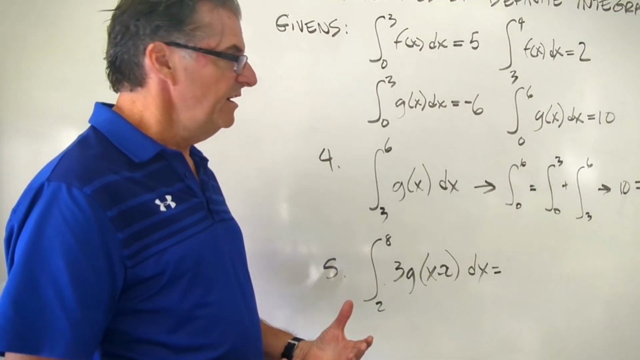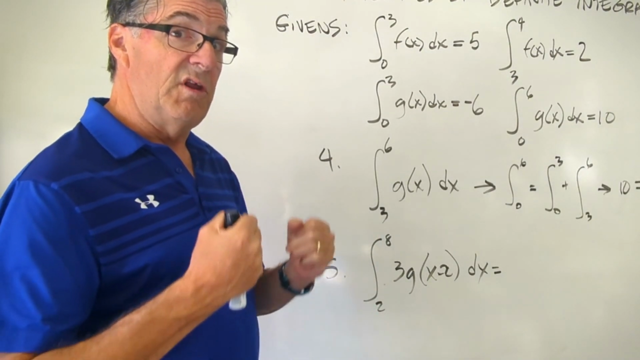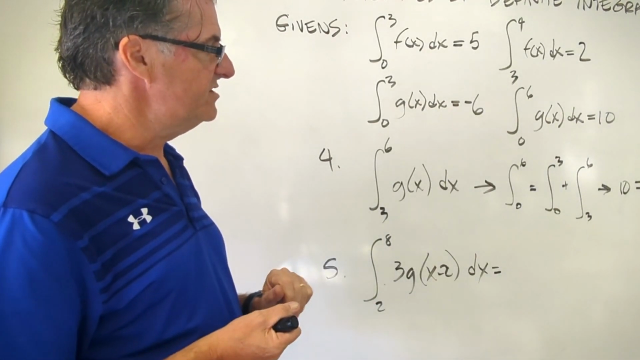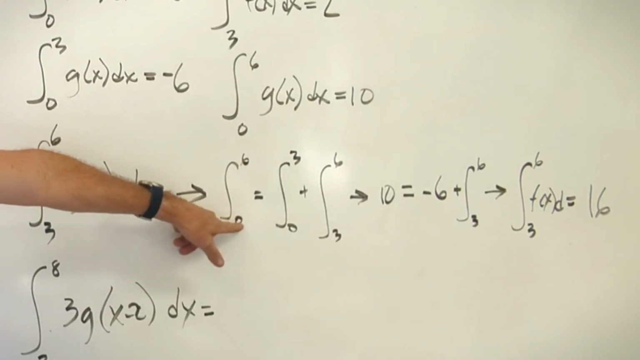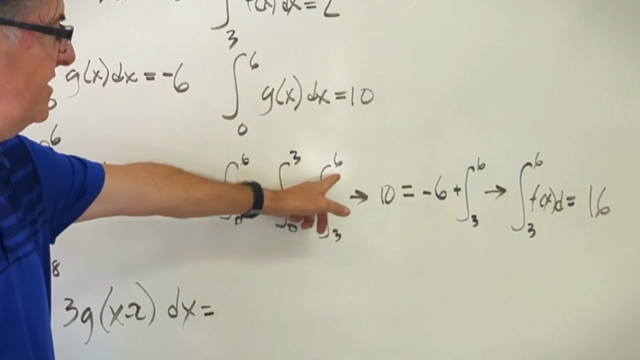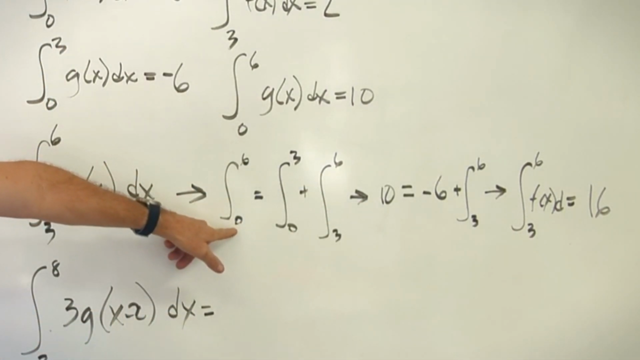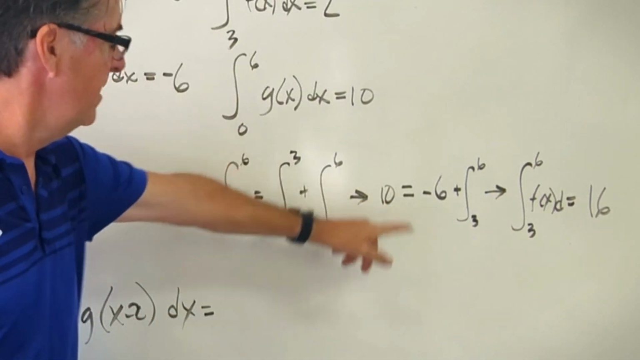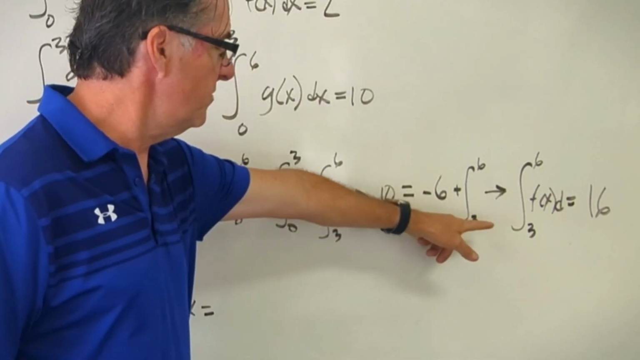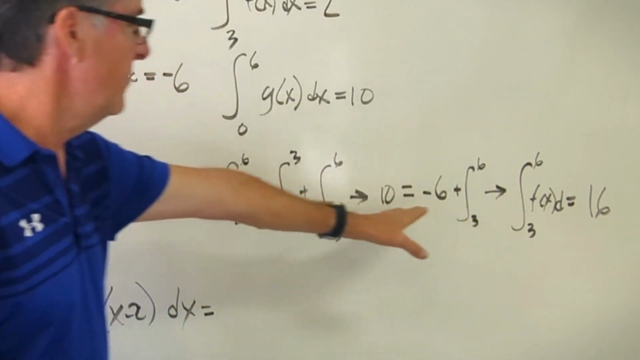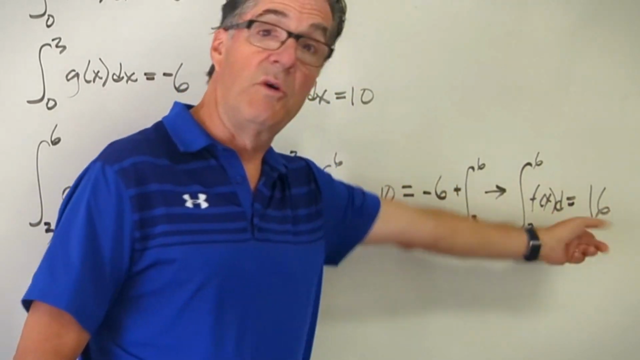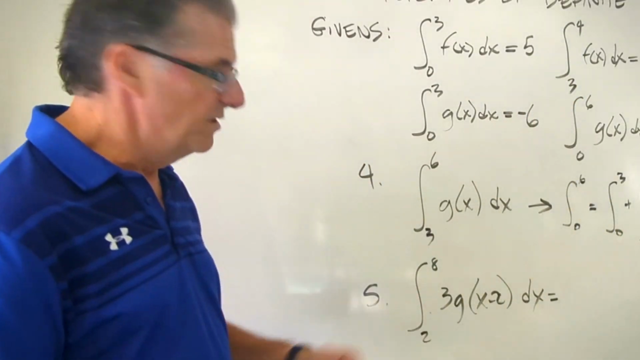Okay, this one's a little tricky. It's an interval rule problem, but we're not quite plugging it in the way you might otherwise think. Here's our full range, it's 0 to 6, and we can break that down between 0 to 3 and then 3 to 6. Now, we know what 0 to 6 is, so I put that there, there's the 10, and we know what 0 to 3 is, that's the minus 6. What we don't know is what the integral from 3 to 6 is. So we rearrange this equation, and I get the integral from 3 to 6 of f of x dx equals 16.